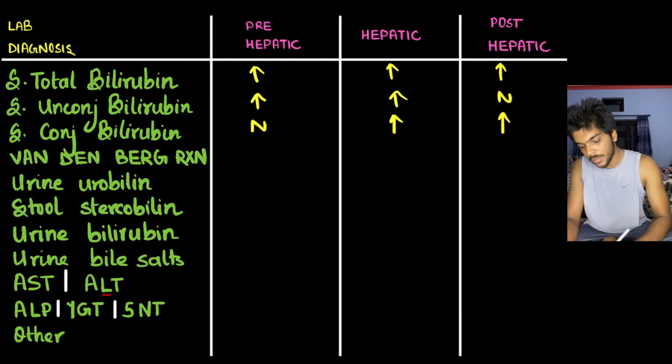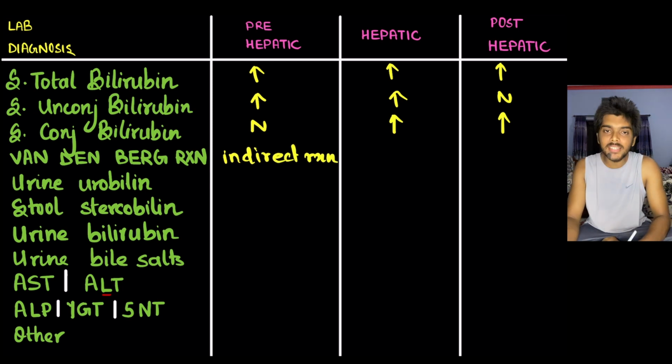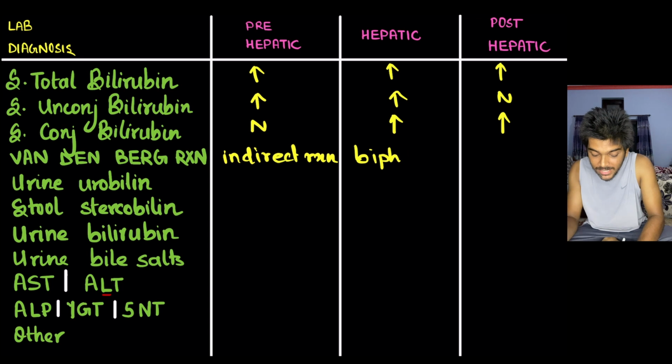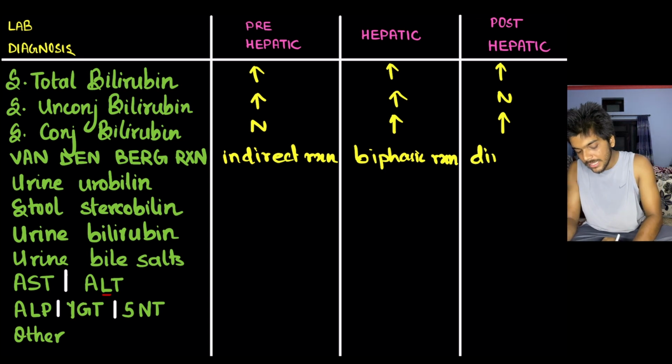Okay. So in prehepatic jaundice, there is unconjugated bilirubin which gives indirect reaction. In hepatic jaundice, there is both conjugated and unconjugated bilirubin, so it gives both reactions, so biphasic reaction. In post-hepatic jaundice, there is just conjugated bilirubin which gives reaction directly, so there is direct reaction.